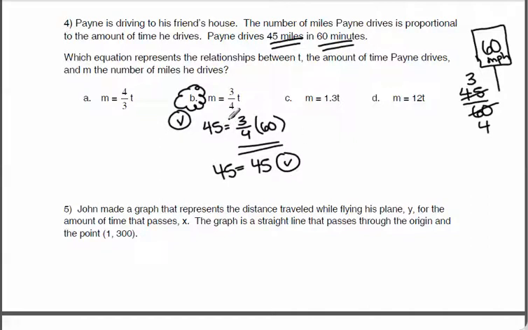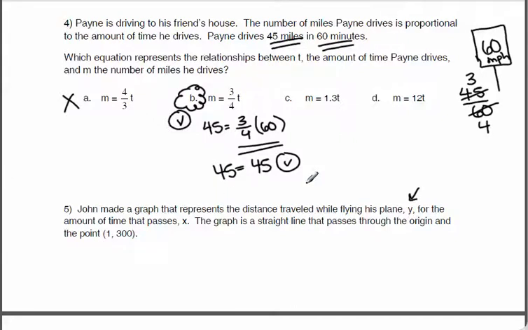So if you forget and you think, oh, it's 4 over 3, you'll know you're wrong when you multiply the 60 times the 4/3. If you look at number 5, John made a graph that represents the distance traveled while flying his plane. Your y is going to be the amount of time that passes.